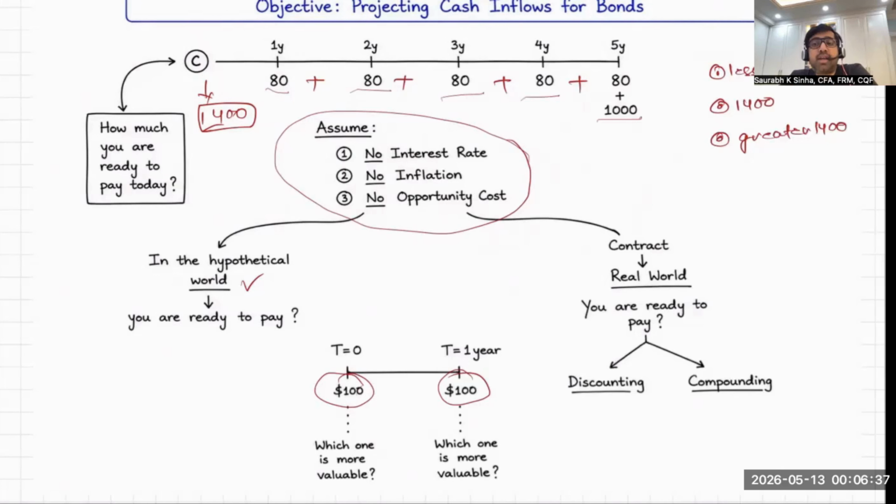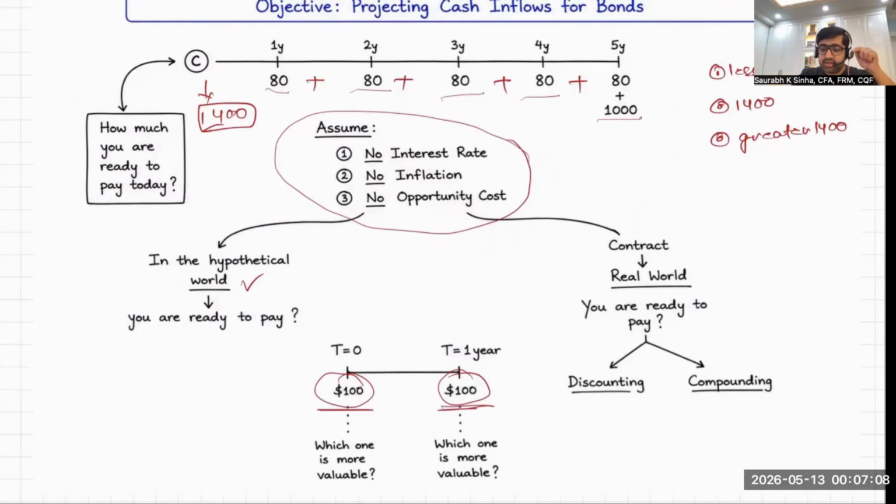Correct. Then why will anyone invest? Very good question. But anyone will invest only because there is the concept of interest rate, inflation, opportunity cost, required rate of return. And that's why people invest. And that's why the 100 standing today and 100 standing in the future have two different values in our mind.